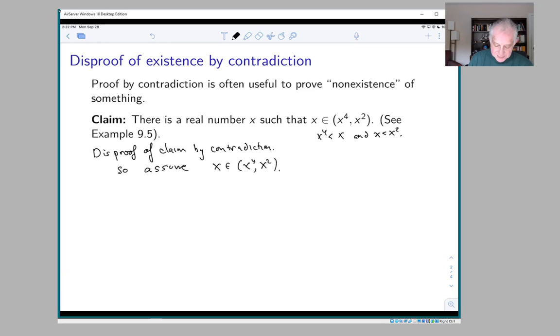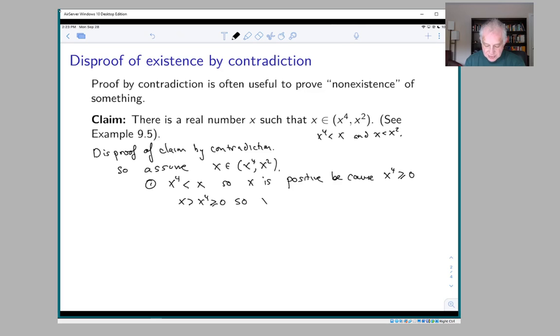So the first thing we can observe here is that x is bigger than x to the fourth. So x has to be positive, because x to the fourth is positive. I mean, it's bigger than or equal to 0 for any x, right? If you take the fourth power of x, it's got to be bigger than or equal to 0. So x is bigger than x to the fourth, and x to the fourth is bigger than or equal to 0. So x is bigger than 0.